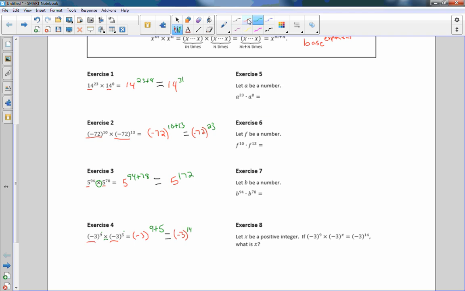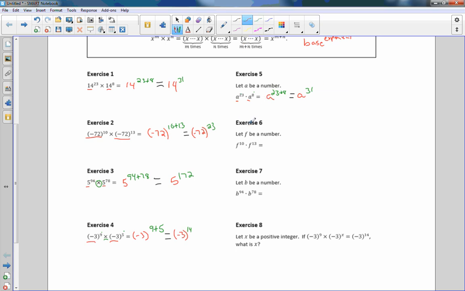Okay, number 5. Base A will yield base A. 23, 8, 23 times 8 equals, base doesn't change, A to the 23 plus 8, my apologies there, it's plus. 23 plus 8 is 31.